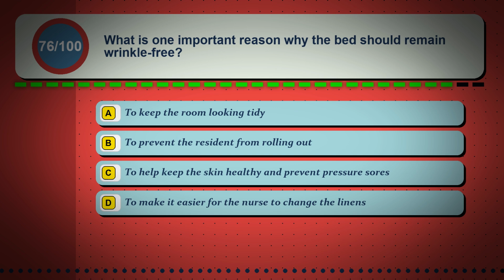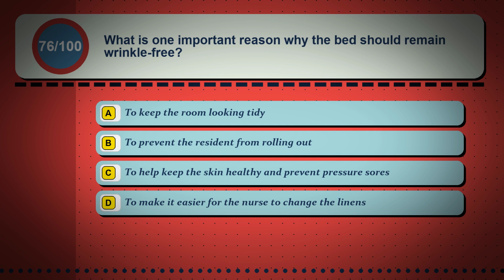Question 76. What is one important reason why the bed should remain wrinkle-free? Option A, to keep the room looking tidy. Option B, to prevent the resident from rolling out. Option C, to help keep the skin healthy and prevent pressure sores. Option D, to make it easier for the nurse to change the linens.